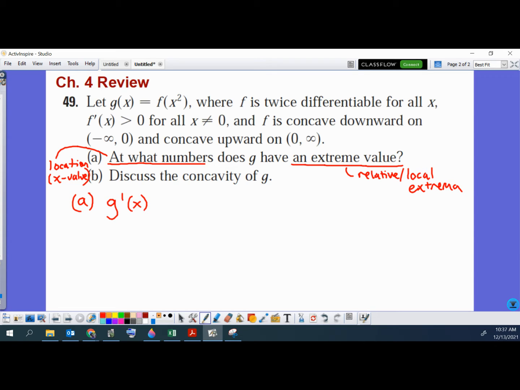So G prime of x equals, and what do we know? Well, this is G in terms of F, so let's start with that. It's a chain rule situation. You have a function inside a function, so you take the derivative of the outer function, F, keep the inside the same, and then we multiply by the derivative of the inside, right?